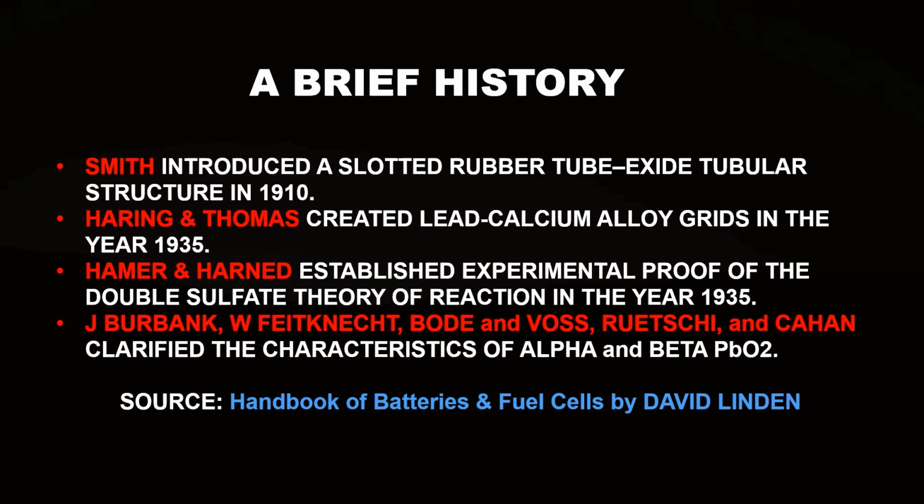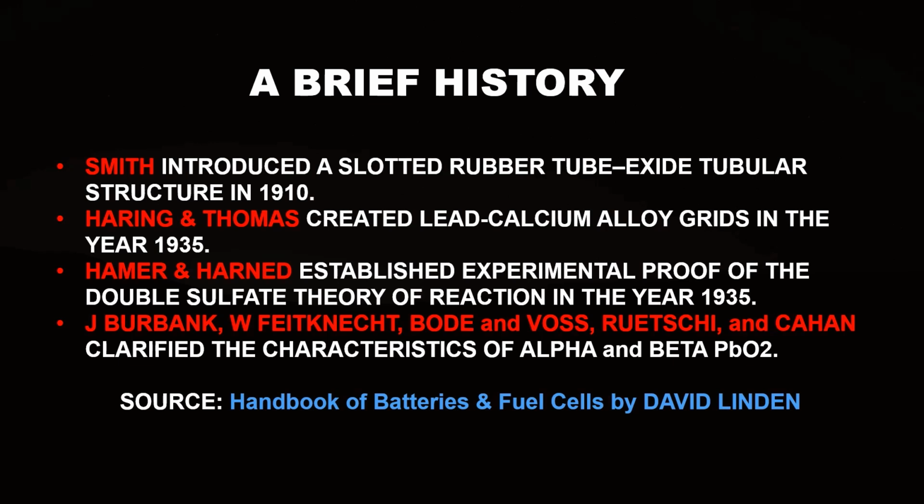In 1910, Smith introduced the slotted rubber tube or Exide tubular structure to further improve tubular plate technology. And after that, when it was realized that the antimony in the alloy was creating a problem in terms of a requirement of frequent topping up, they wanted an alloy that would require less topping up. So Herring and Thomas created the lead calcium alloy. This is the alloy widely used today to manufacture the popular type of sealed maintenance-free batteries.